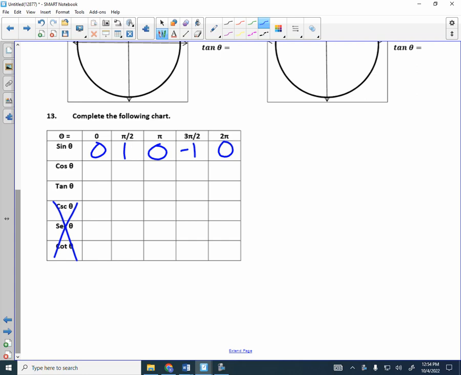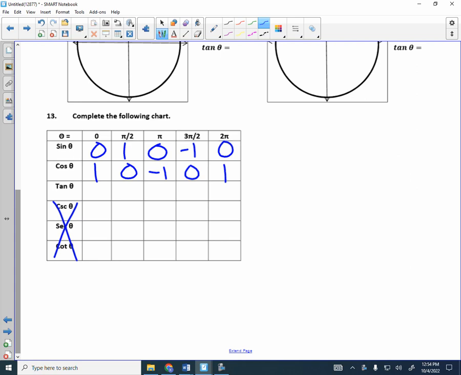Let's do the cosine now. Cosine of 0 is 1. The cosine of 90 is 0. Cosine of 180, negative 1. 3 pi over 2, 0. And back to 2 pi will be 1.